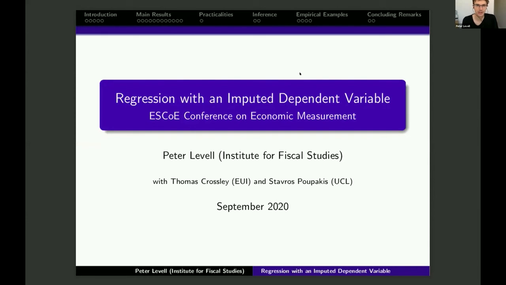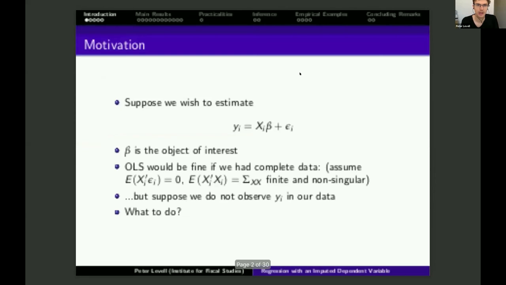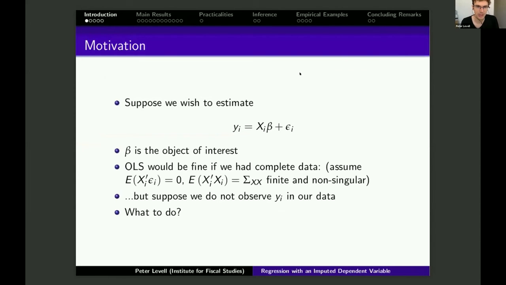So let's talk about regression with an imputed dependent variable. So the problem we're thinking about is, suppose we want to estimate a very standard OLS regression model. We want to regress y on x, and we want to estimate beta, the coefficient. And suppose that the assumptions are met that would mean OLS would be fine if we had complete data for this problem. So x is uncorrelated with the error term, the rank condition is satisfied, and so on.